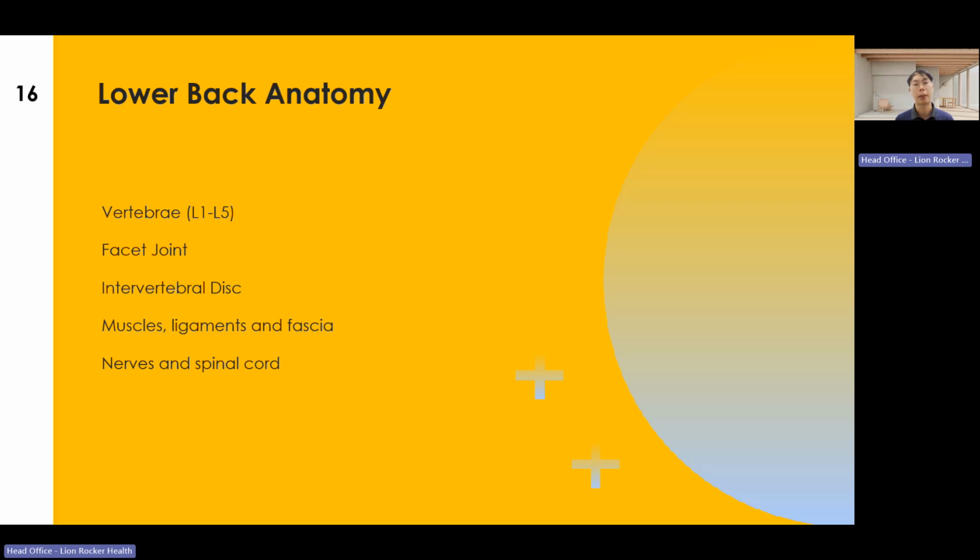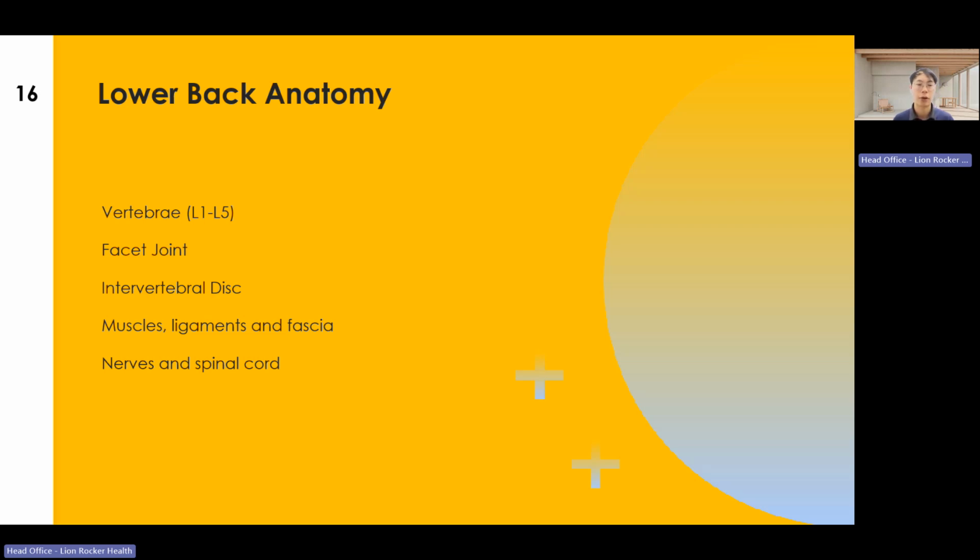Other than that, there are muscles, ligaments, fascia. There are also nerves and the spinal cord within the lower back as well that will be contributing to some type of lower back pain. Actually, a lot of lower back pain would also have an involvement of nerves and muscles as well.